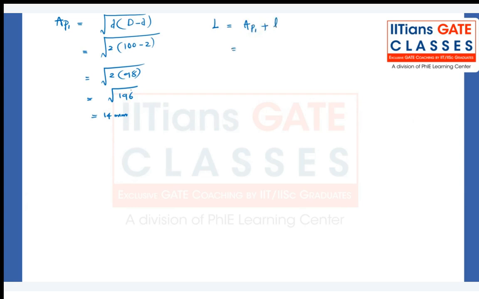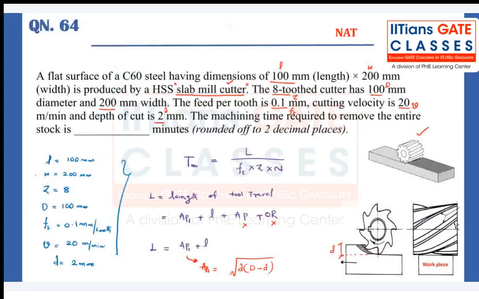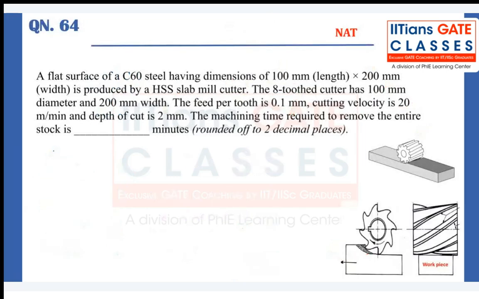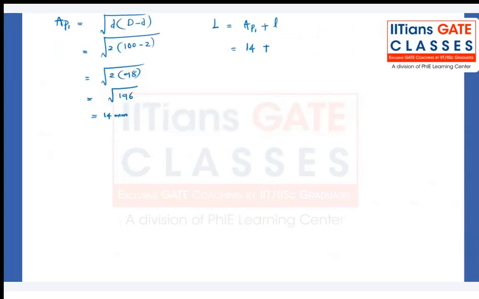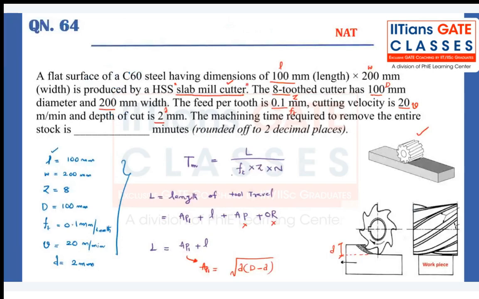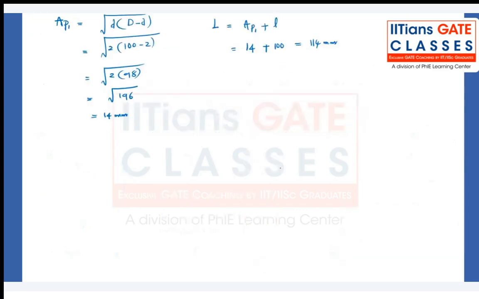Now here AP1 is 14 mm plus the length of the job. Length of the job is 100. So it is going to be 114 mm. Now we have found this one. We have f_t already, and Z already. Now N we need to find.